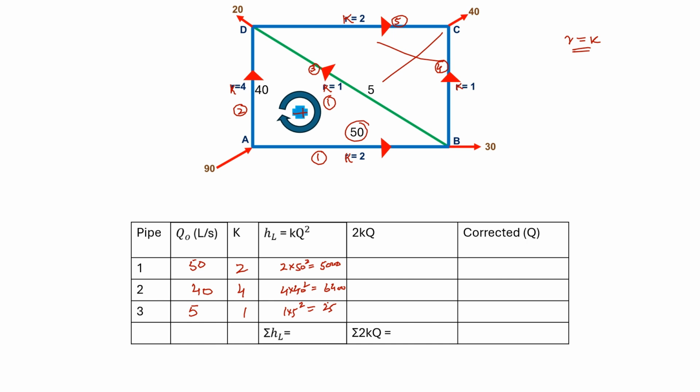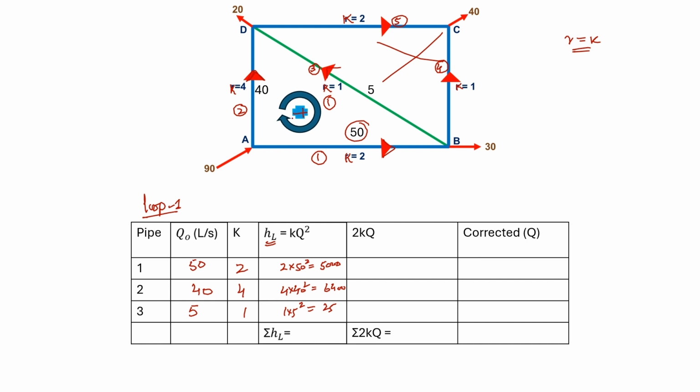So now we have to assign the symbols. When we get the value of HL, we just need to assign the symbols, either positive or negative head loss. So just see the direction of flow. This is moving in this direction, this in this direction, this in this direction. We have three pipes in this loop. This is loop 1 for trial 1.